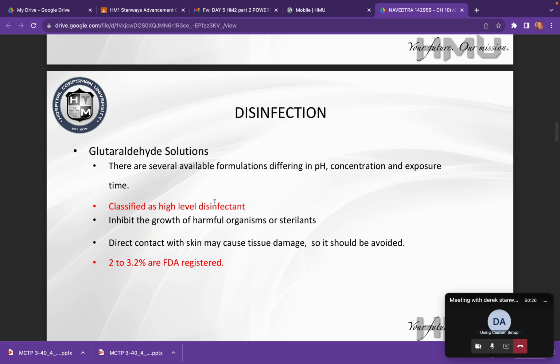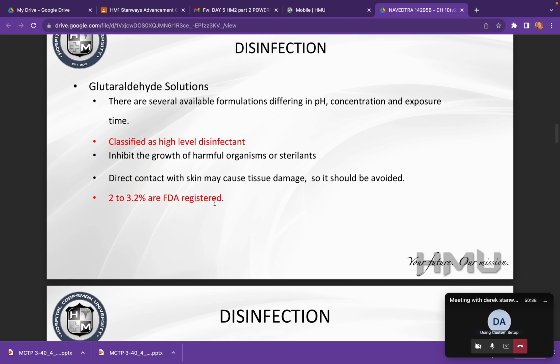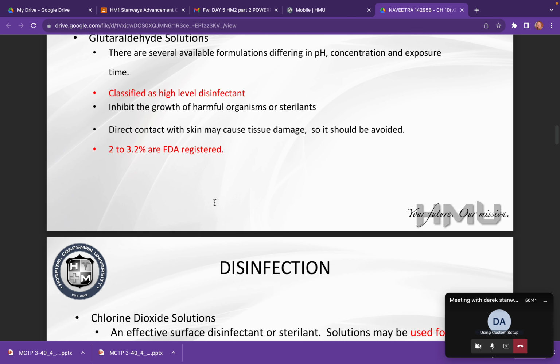Direct contact with skin may cause tissue damage, so it should be avoided. So you should wear your proper PPE: gloves, gowns, masks, all the eye protection, to prevent any injury. And 2 to 3.2% are FDA registered.